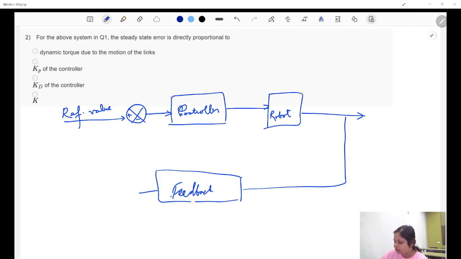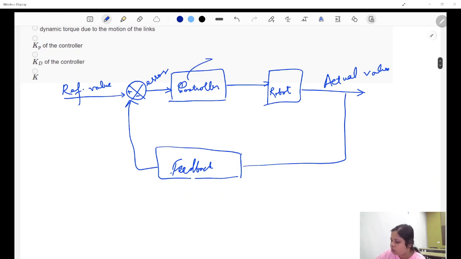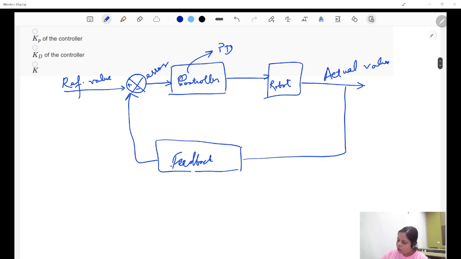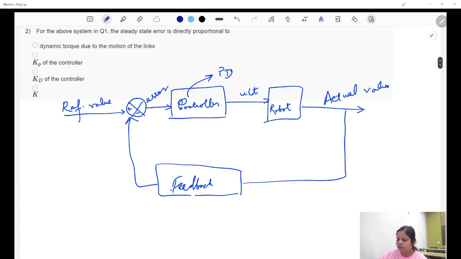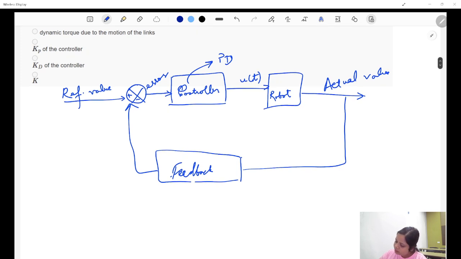Okay, and here is your next thing. So this is your actual value, and here the error is being computed. Basically this controller is your P, in our case it is a PD controller. So what is it doing? If I want to find out what is U(t) over here, then U(t) is equal to Kp into E(t) plus Kd into E dot(t), right?